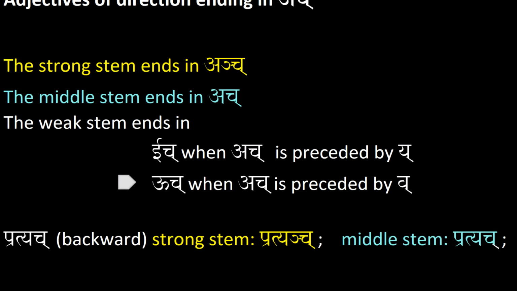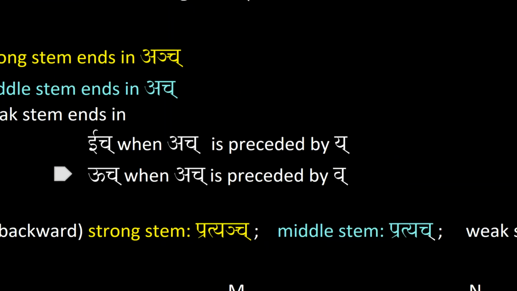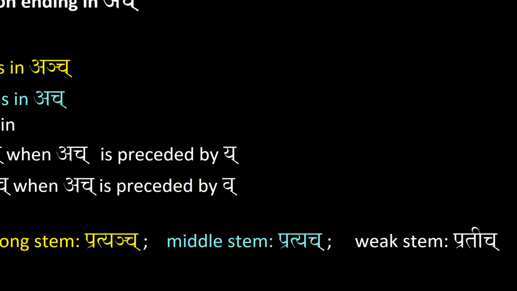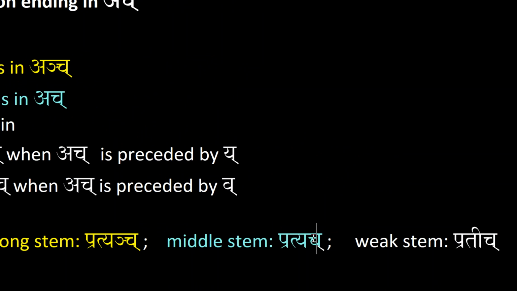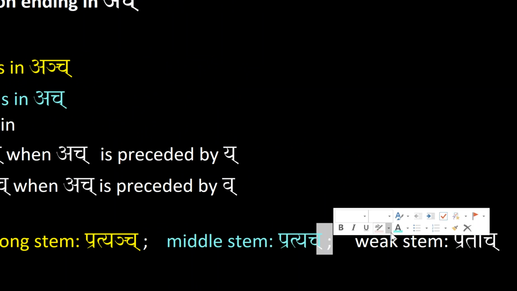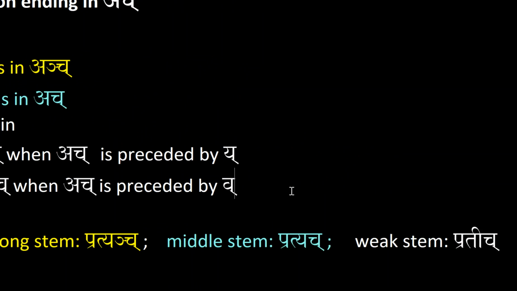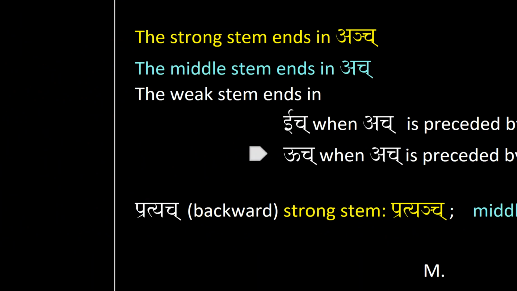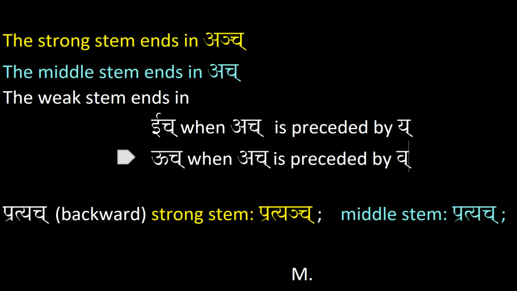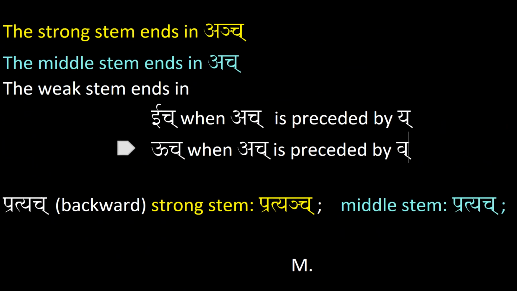So the strong stem is pratyanch. The middle stem is pratyach. This should have been highlighted blue too, the halant. Pratyanch. And then the weak stem is pratich, because the ach was preceded by a ya.